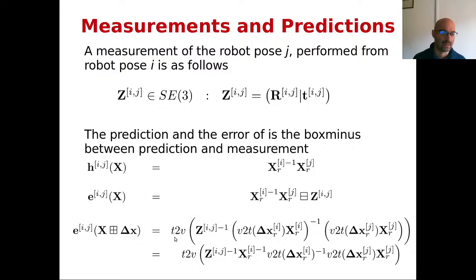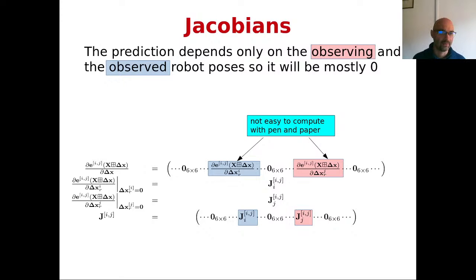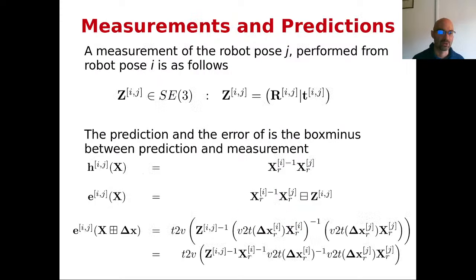And I don't want to spend too much time calculating derivatives, but you should have the sensibility that the more complicated the function, the more complicated the Jacobian will be. However, we could immediately say something about the structure of the Jacobian of one measurement. Remember that one of these measurements over here, between the pose i and the pose j, depends only on two robot positions, the position i and the position j.